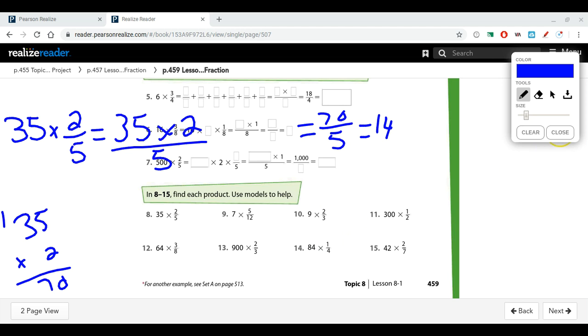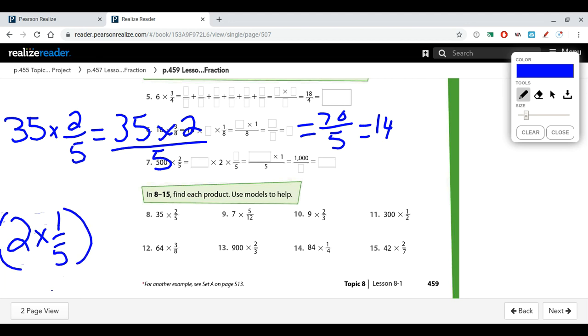If I were to rewrite that using the associative property, so let me model that one using the associative property. So let me make some room down here. I would separate out the fraction from the numerator and make it a unit fraction. And so what I mean by that is I would take the 2, and the 2 I would write as 2 times 1/5. And then I'm going to take that, I'm going to multiply that by 35.